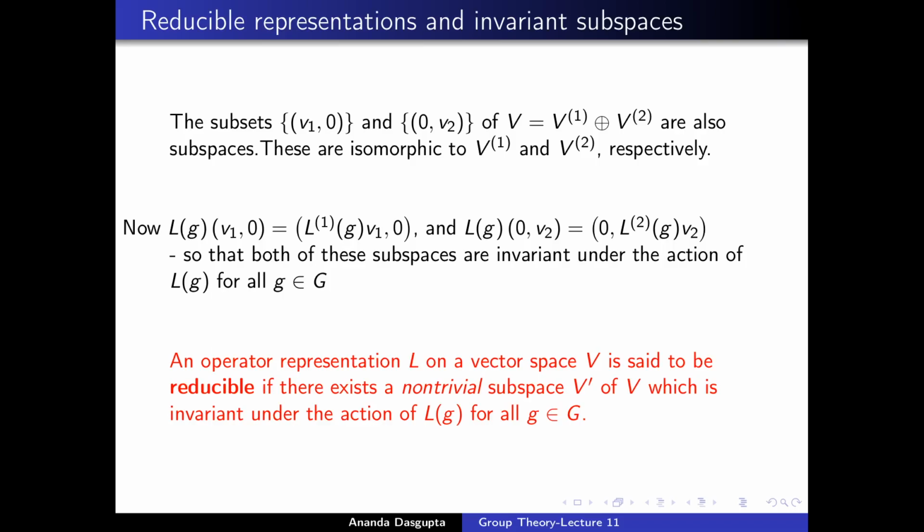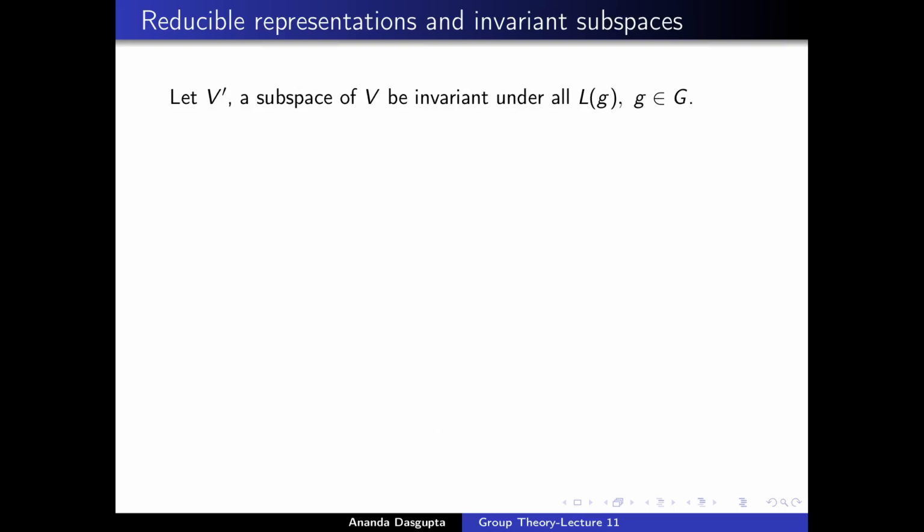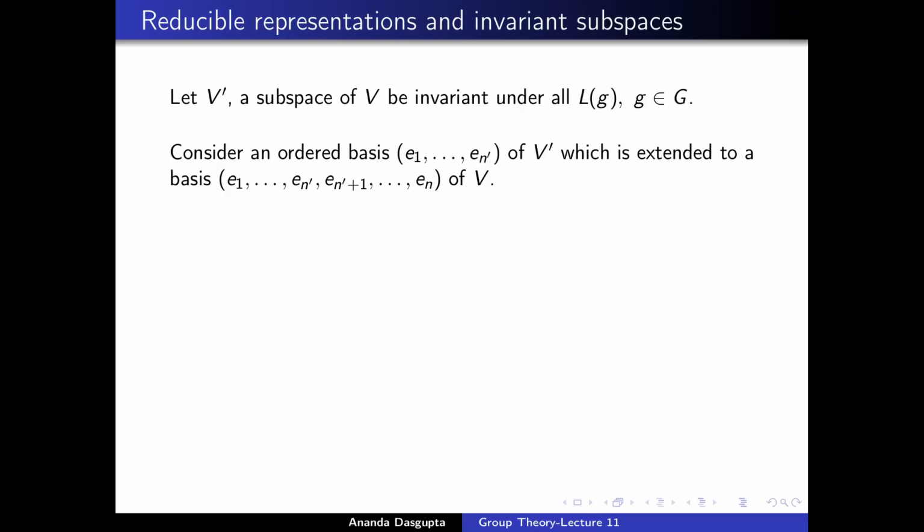But to see the connection between this particular definition of reducibility and the notion of the block diagonal form that a matrix equivalent will have, we will of course have to start with a basis on capital V. And here, since V prime, the subspace of V which is invariant under L(g) for all small g belonging to capital G, plays a special role, we will choose the basis keeping V prime in mind. We will consider an ordered basis e1, e2, up to e_n', of V prime, which is extended to a basis of capital V.